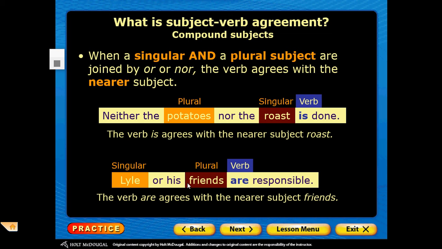So for example, if I say Anthony or I am doing the class tomorrow. Am here agrees with I because I is the nearest subject to the verb. So in this case, I'm going to take am, okay? Because of or here. So the verb are agrees with the nearest subject. In this case, it's friends.